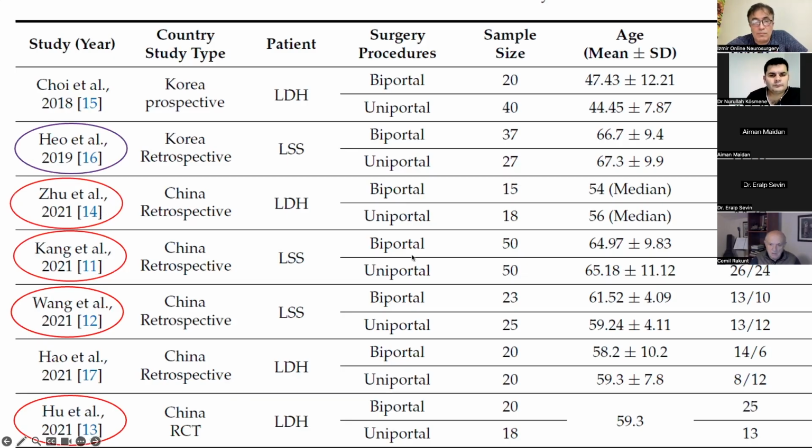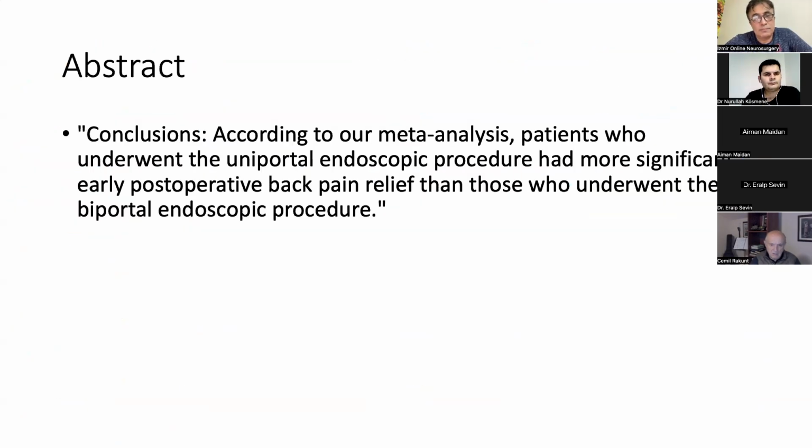One of them was a study not on disc herniations, but on stenosis. They reviewed 2 articles in English comparing monoportal techniques and UBE in lumbar disc herniation. We have already evaluated both of these articles. The conclusion section of the abstract states that the uniportal endoscopic procedure provides more significant back pain relief in the early postoperative period.